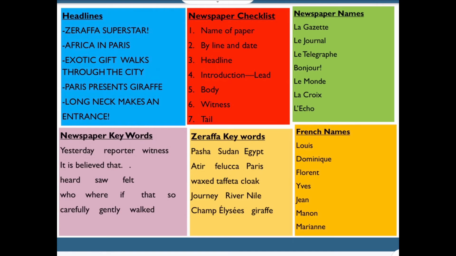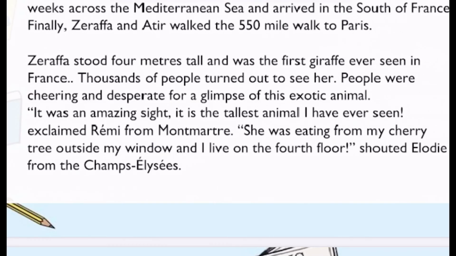So if you look in this yellow box here, there are some French names that I have thought of for you, boys and girls. Louis, Dominique, Florent, Yves, Jean, Manon and Marianne. Okay, so you can choose one of them if you want, or use your own. You can also think about where they are from. Now let me show you my example.